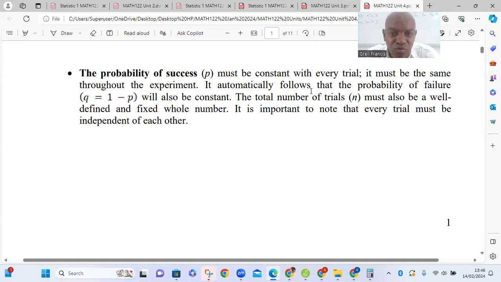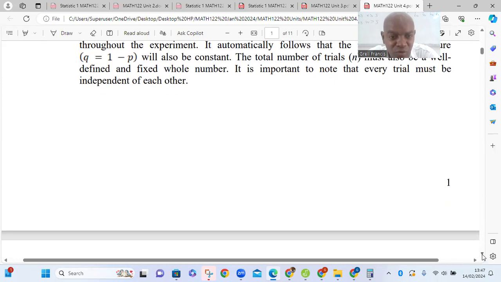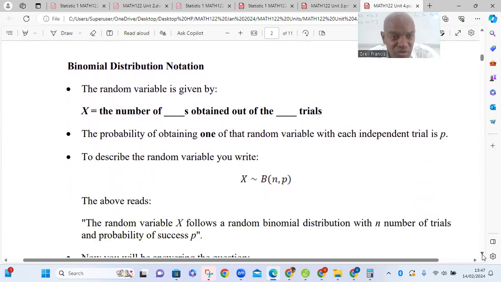It automatically follows that the probability of failure, given the letter q, is equal to 1 minus p, and will also be constant. The total number of trials n must also be a well-defined and fixed whole number. It's important to note that every trial must be independent of each other. So these are very important conditions for the binomial distribution.